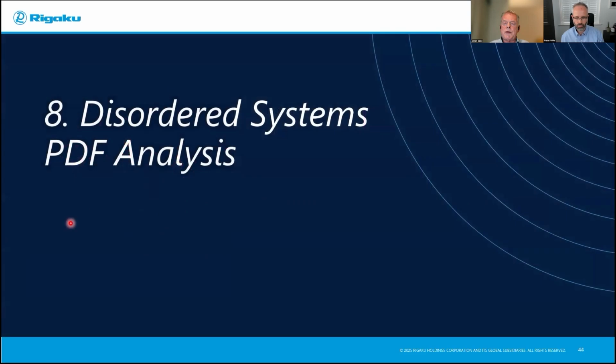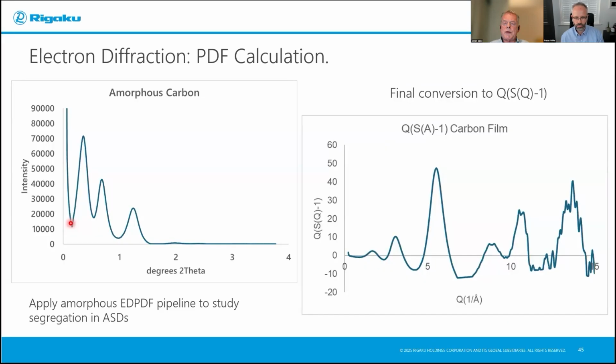And really the last example, and this is coming out of our work looking at amorphous solid dispersions. As I mentioned before, this is something I'm doing this week in our lab in Tokyo, looking at amorphous solid dispersions, trying to get early indication of API phase separation. But this is a measurement on amorphous carbon. And yes, electron diffraction systems will measure amorphous systems.